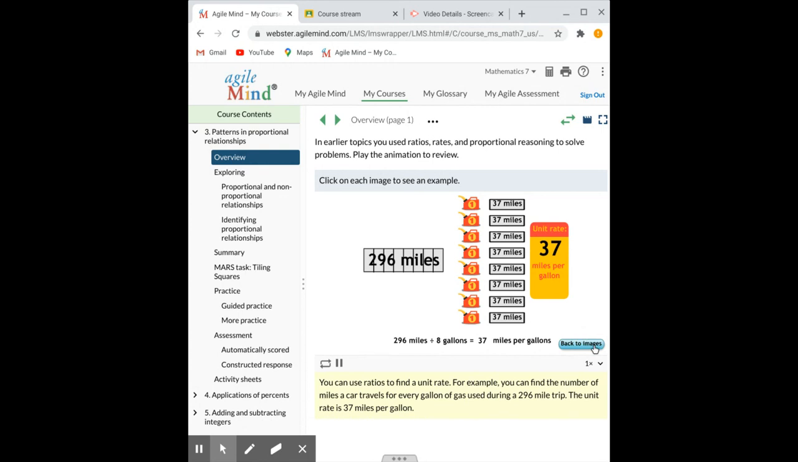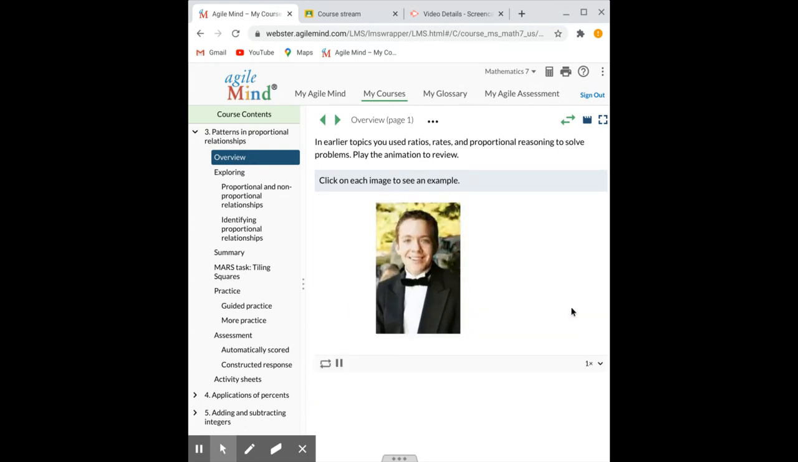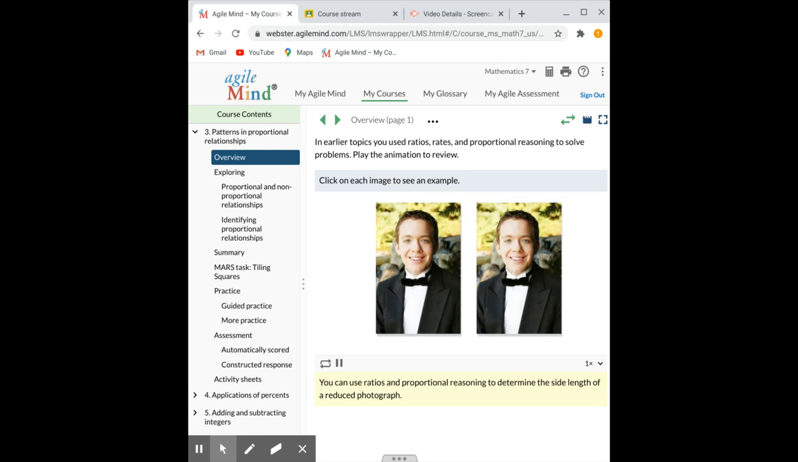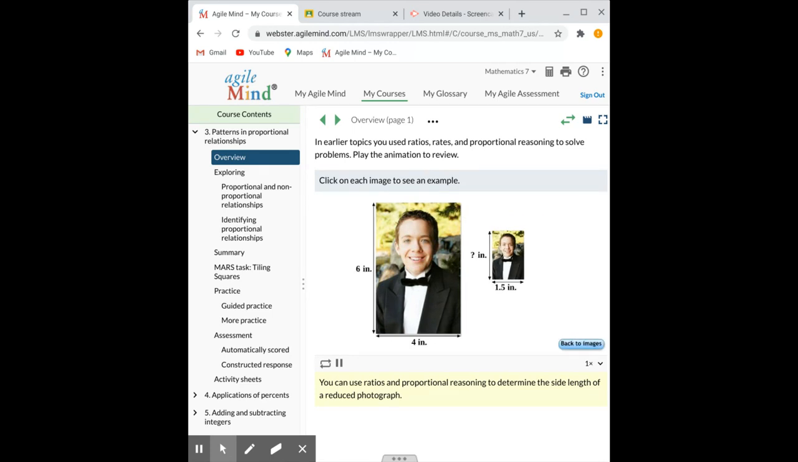All right, so let's go back, and we got one more to look at, and that's this one here. It says you can use the ratios and proportional reasoning to determine the side length of the reduced image. So looking at that, what's happening? They're reducing the photo, trying to make it smaller. That's right, they're reducing that photo. And so when they do that, we don't know the height, but we know the width. So how could we find the height?